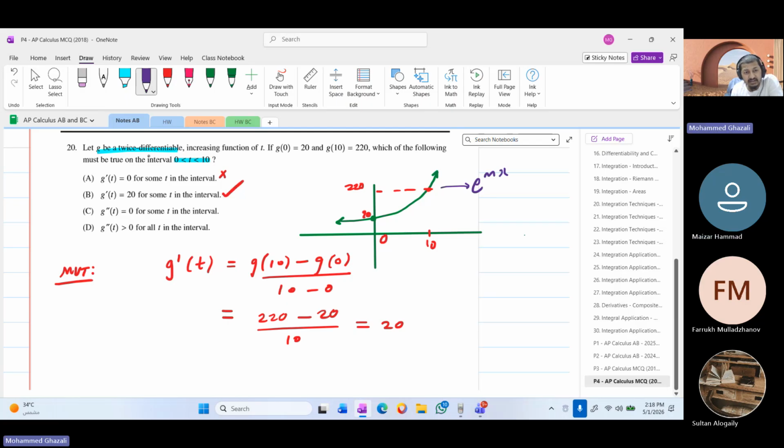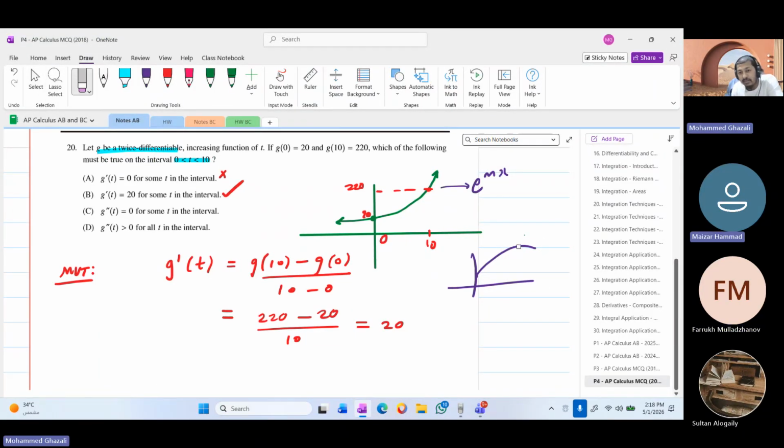They gave us two important pieces of information: twice differentiable and increasing. So this is increasing and twice differentiable. You can have a function like this, or you can also have another function like this. You can also go down, but this will become decreasing, and you can't have that.